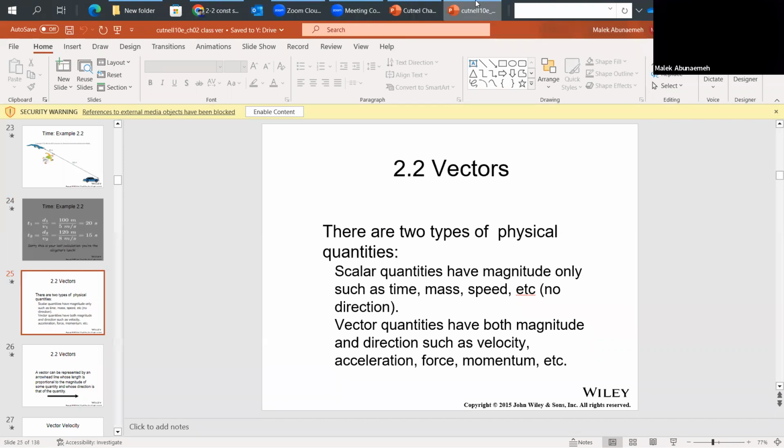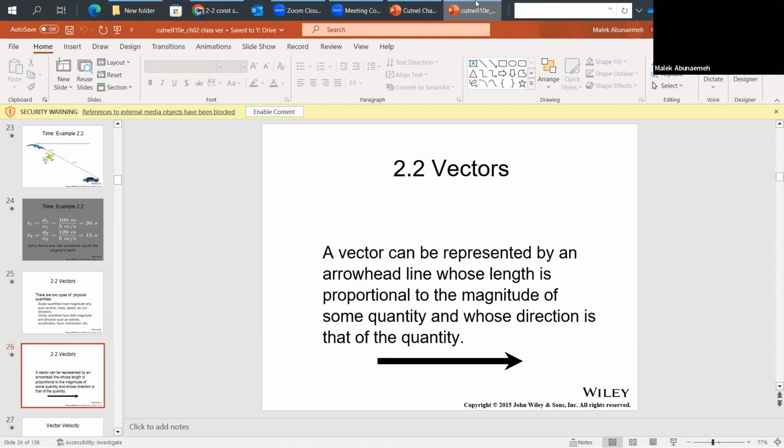Your speed is the same thing. It doesn't matter what direction you are going. You can say the speed I'm going at is, I don't know, 54 miles per hour. That's your instantaneous speed. Vector quantities have both magnitude and direction, such as velocity, acceleration or force, where the direction matters. That's the difference between speed and velocity. For speed, direction does not matter. When you talk about velocity, we're talking about average velocity, and the direction does matter. A vector is represented by an arrowhead line whose length is proportional to the magnitude of some quantity and whose direction is that of that quantity.